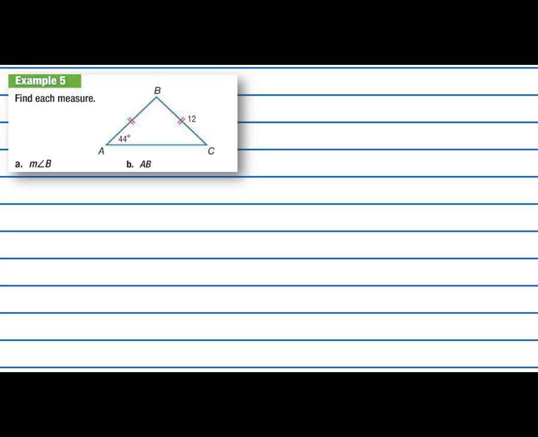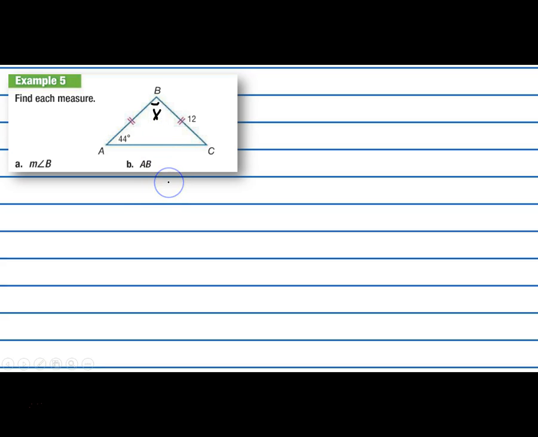Alright, example 5. We want to find the measure. So first of all here we see that this side is congruent with this side. And we also are given that angle A is equal to 44 degrees. What they want us to do is to find the measure of angle B. So this one is our question. We can have it as x.